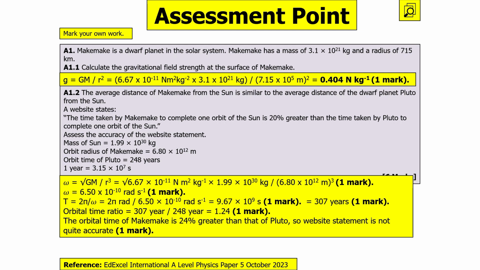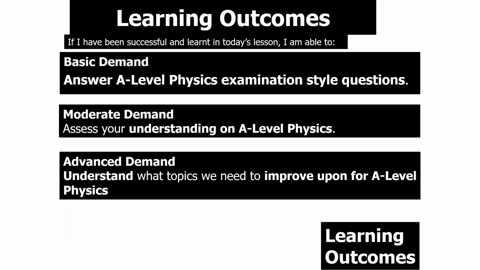T is equal to 2 pi over omega, so that equals 9.67 times 10 to the 9 seconds, which is 307 years. So our orbital time ratio between Makemake and Pluto is 1.24. So therefore the orbital time period of Makemake is 24% greater than that of Pluto, so the website statement is not quite accurate.